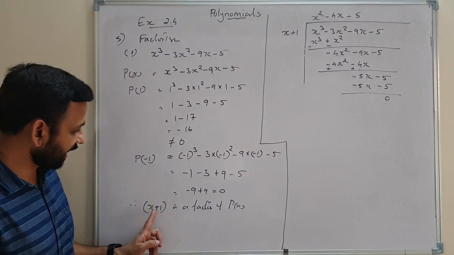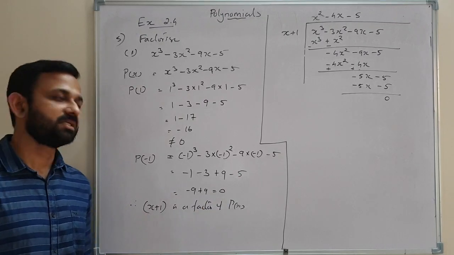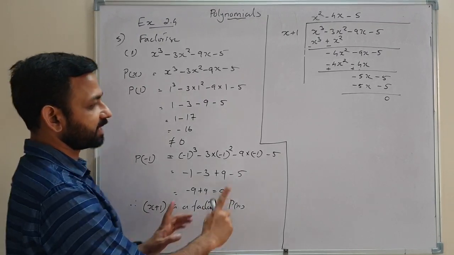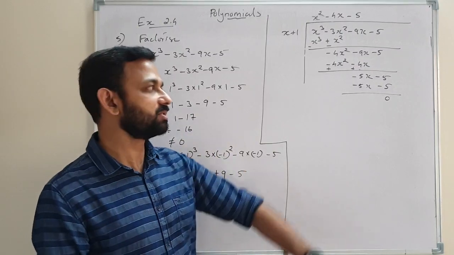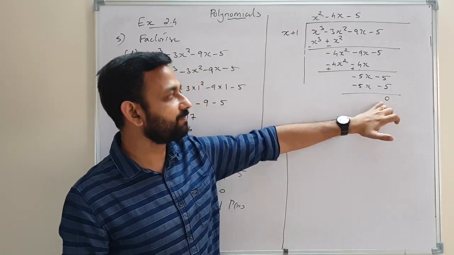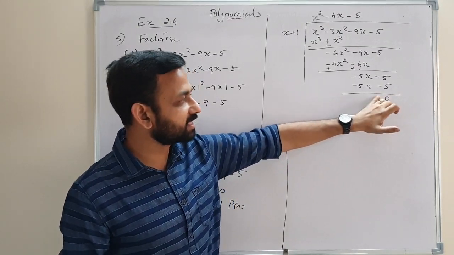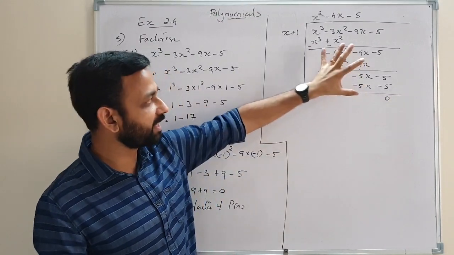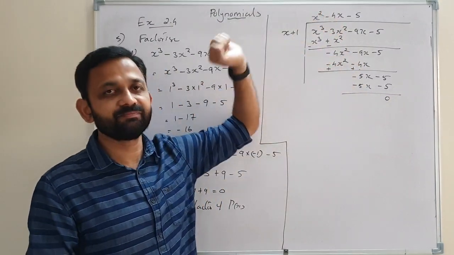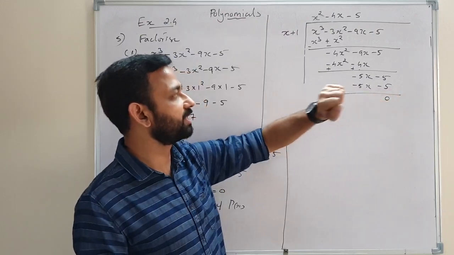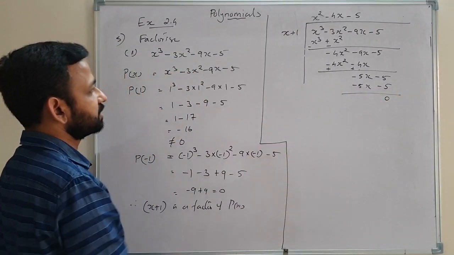As already stated, x plus 1 is a factor of p(x). If x plus 1 is a factor of p(x), then the remainder will be 0. So the remainder should be 0. If you get any number other than 0 here, that means you made some mistake in the division. So we will always get 0 here, and now we got a 0.